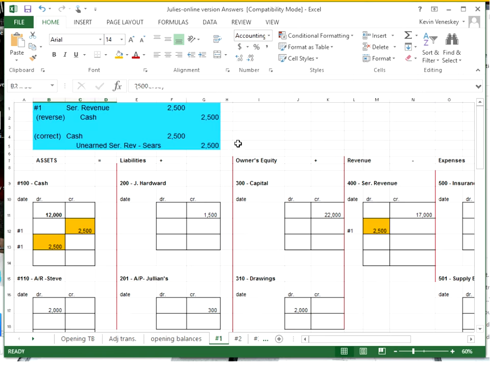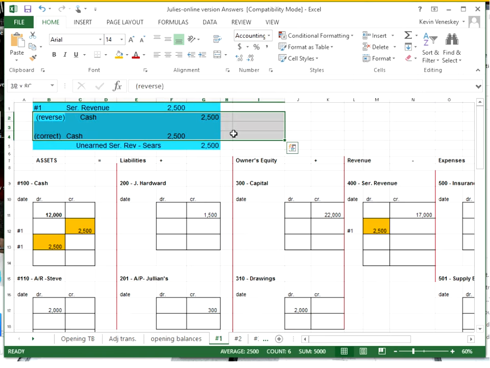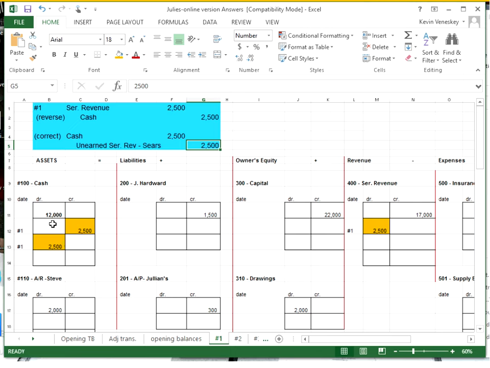Now you could have done the quick and dirty way and simply not have provided the journal entries for the cash, since they cancel each other out, and simply had one correcting entry as a debit to service revenue and a credit to unearned revenue, and then you wouldn't have had anything here, because our final balance is still going to be $12,000 in the cash.